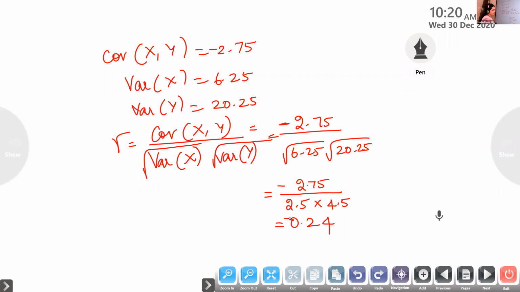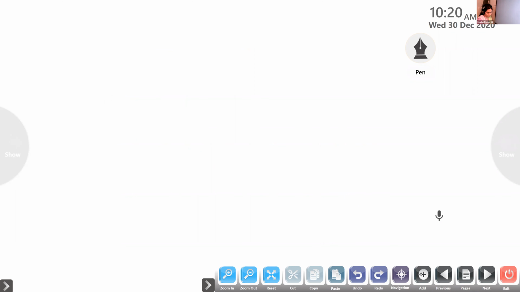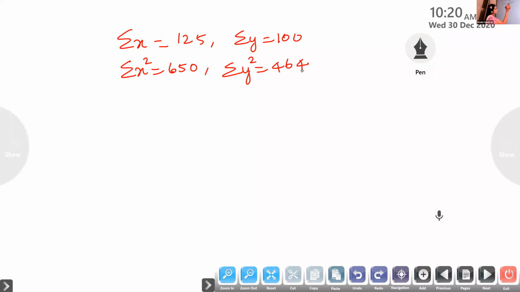Find the correlation coefficient between x and y if sigma x is 125, sigma y is 100, sigma x square is equal to 650, sigma y square is equal to 464, sigma xy is equal to 508, and n is equal to 25.